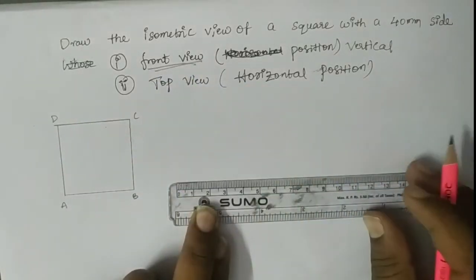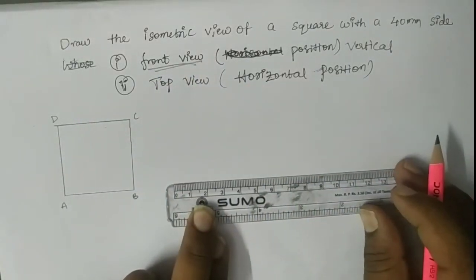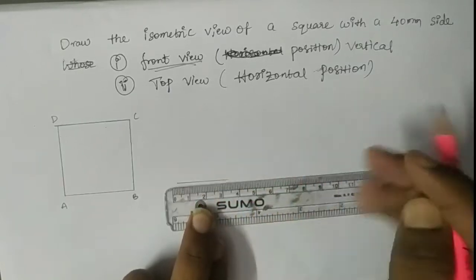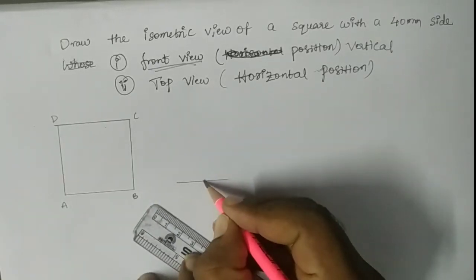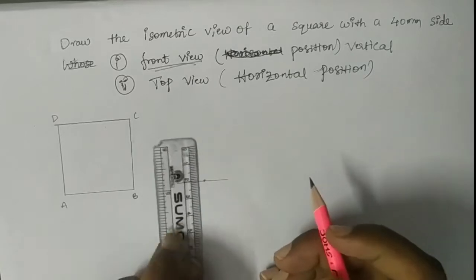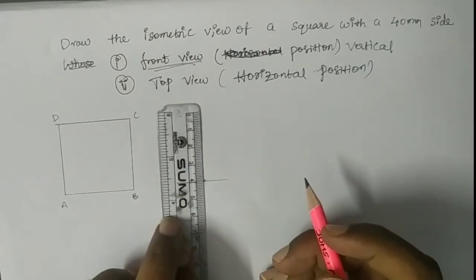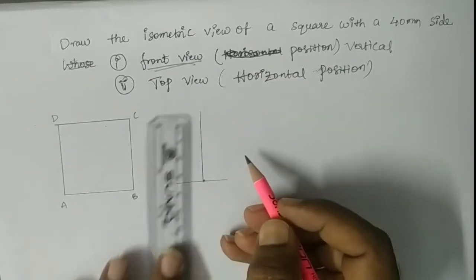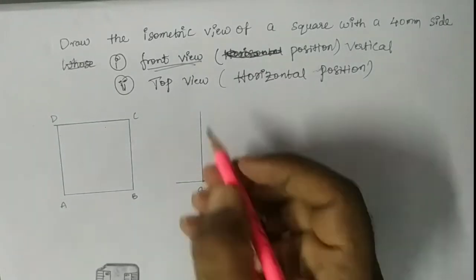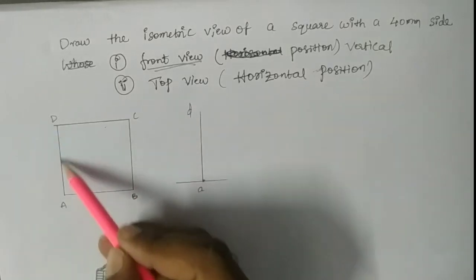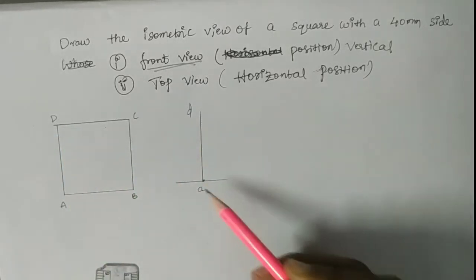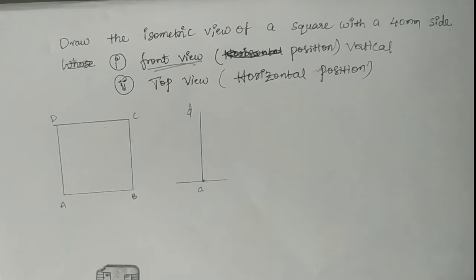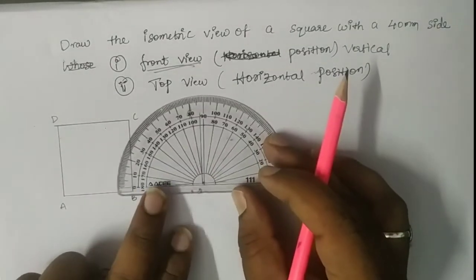First one is the front view. See the procedure for how to draw the front view of the square plane. Draw one horizontal line and mark a point A. That is the point A, and draw one vertical line. The dimension of this line is 40 mm. This is A and this one is D. AD is constant, so please don't turn or change the direction of AD.